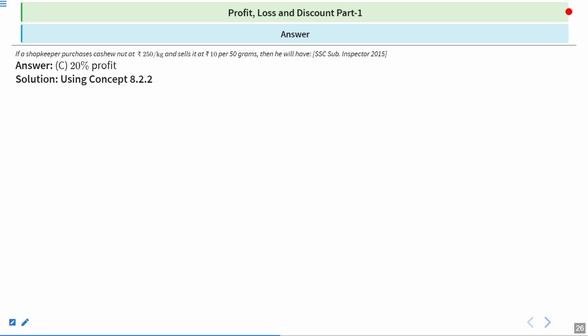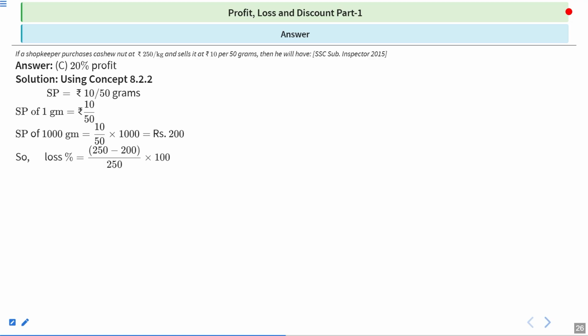Using concept 8.2.2 in this question, we can say that the selling price is 10 rupees per 50 gram. So the selling price of 1 gram will become 10 upon 50. So the selling price of 1000 gram will become 10 upon 50 multiplied by 1000, because in a kg there are 1000 gram. When we simplify it, we get 200 rupees. Now we can clearly visualize that in this case there is a loss, because the cost price is 250 rupees per kg, and the selling price is 200 rupees per kg. So there will be a loss.